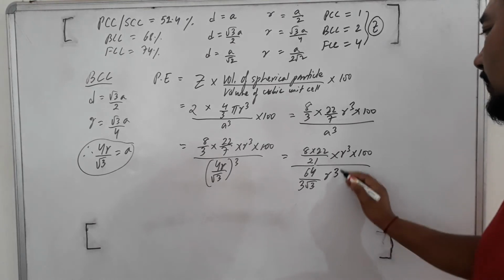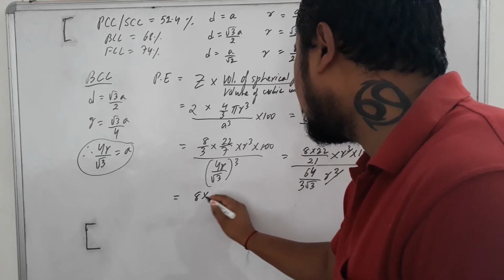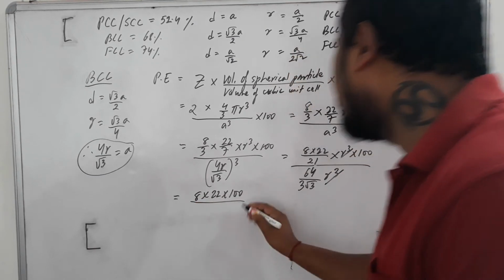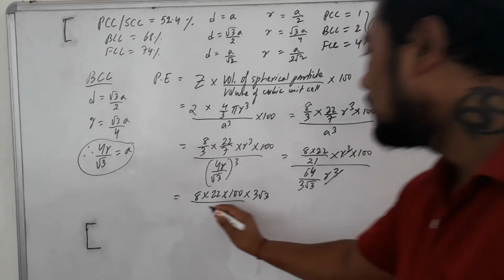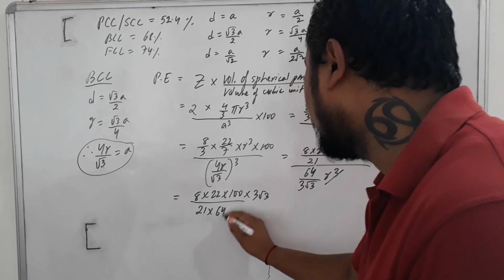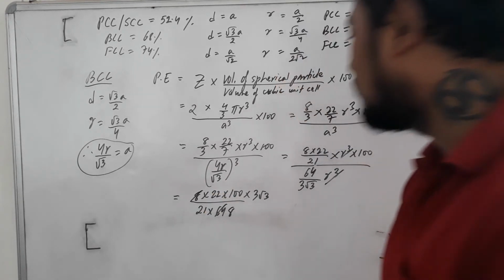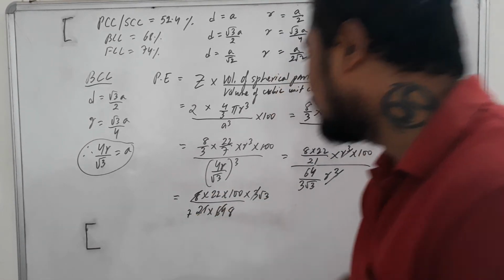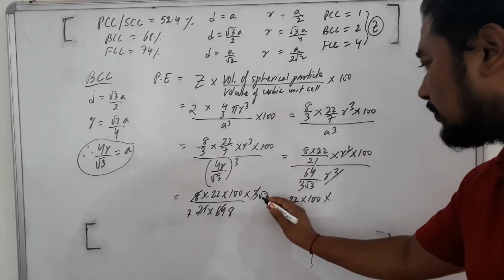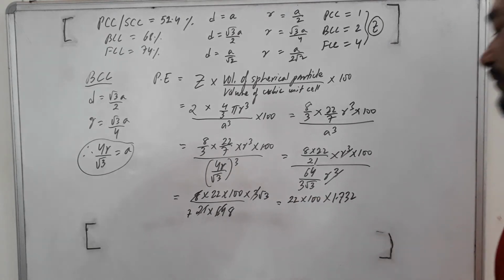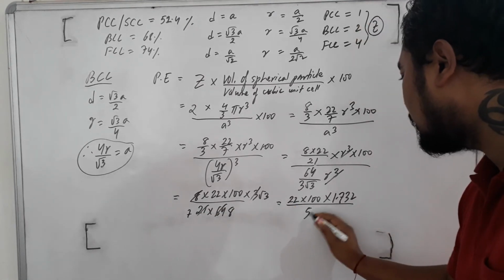And what we get here is r cube. So similarly r cube and r cube will get cancelled just like before. Now what is left with us is 8 into 22 into 100 will remain up, and even this 3 root 3 will go up. What remains down is 21 into 64. So you can cancel this by 8. 8 8s are 64. 3 1s are 3. 3 7s are 21. Now what is left up there is 22 into 100 into root 3. As you know, the value of root 3 is 1.732. Down what is left is 7 into 8. 7 into 8 is 56.